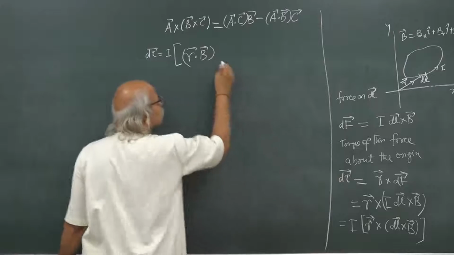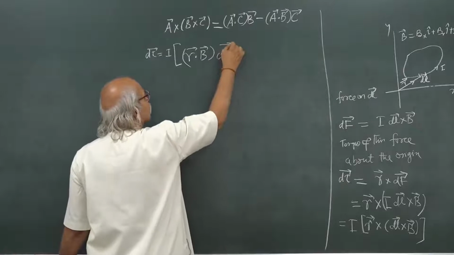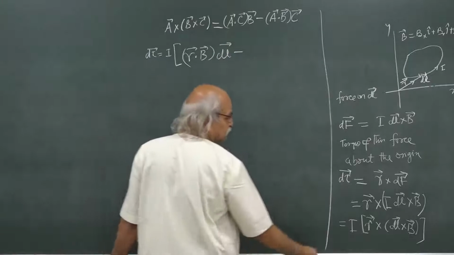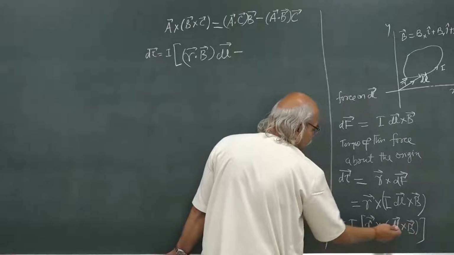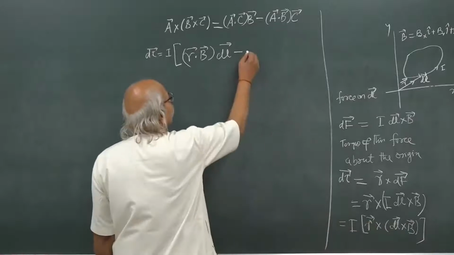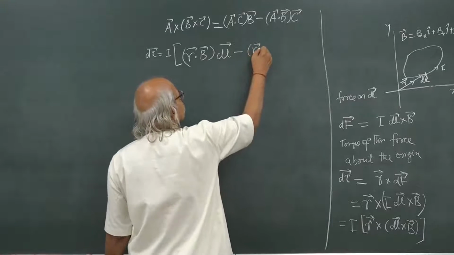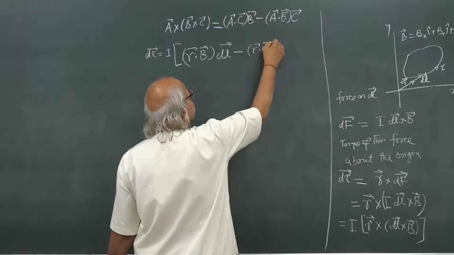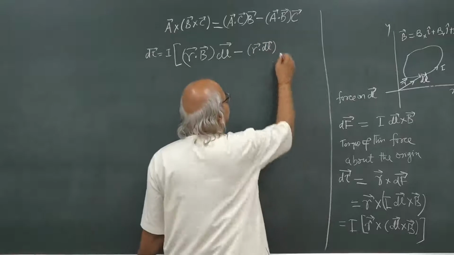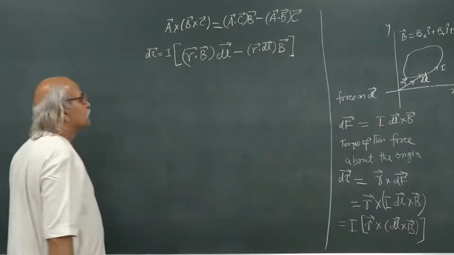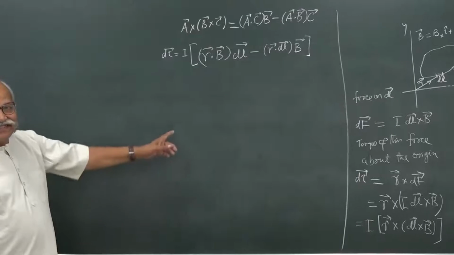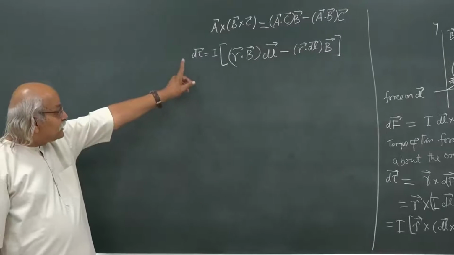This dl vector, then a minus, then this b has to be taken out. So, r dot dl, r vector dot dl vector, and then this b which comes out. This is it. Now, we have to integrate.